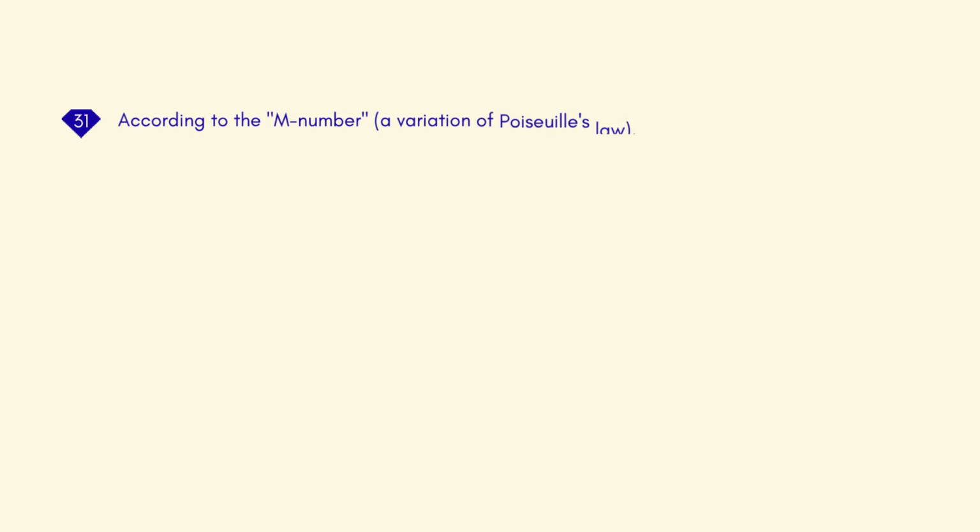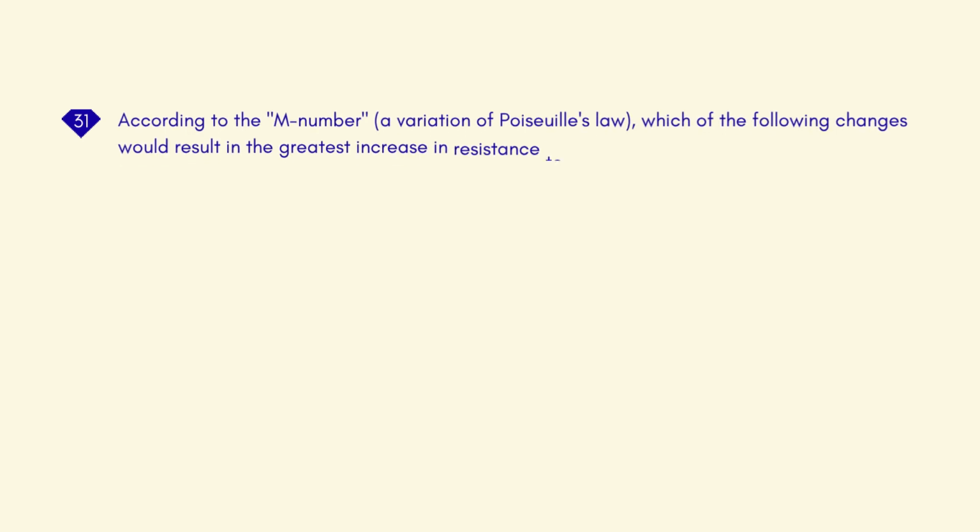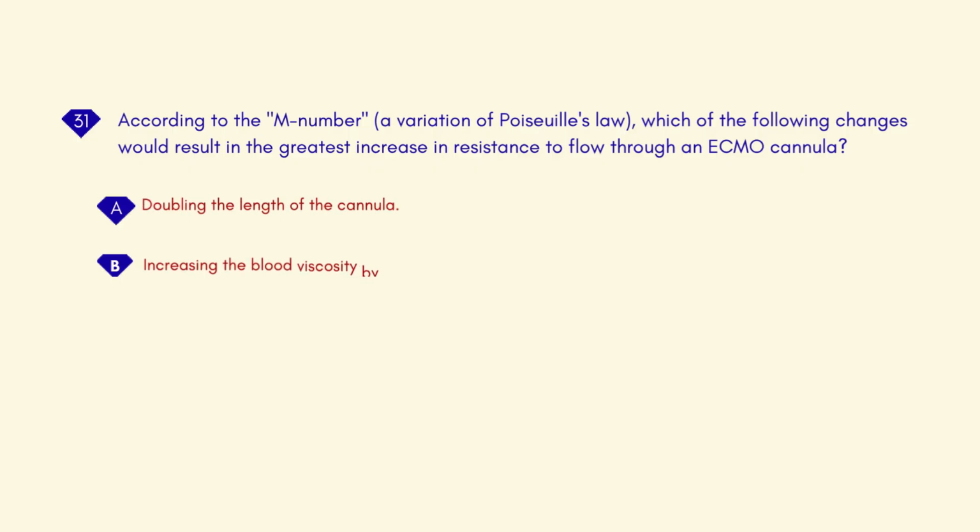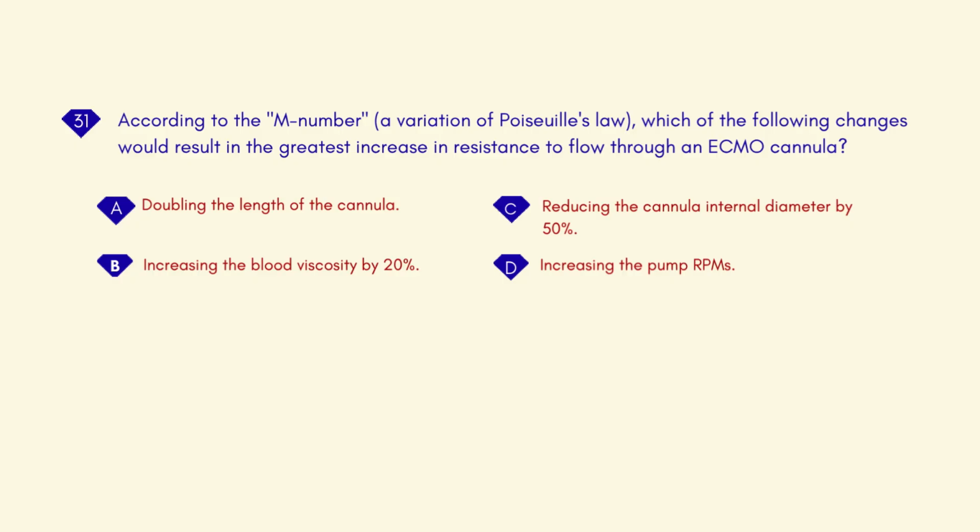According to the M number, a variation of Poiseuille's law, which of the following changes would result in the greatest increase in resistance to flow through an ECMO cannula? A. Doubling the length of the cannula. B. Increasing the blood viscosity by 20%. C. Reducing the cannula internal diameter by 50%. D. Increasing the pump RPMs.